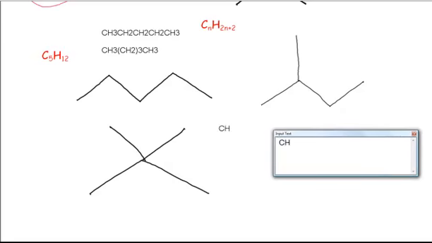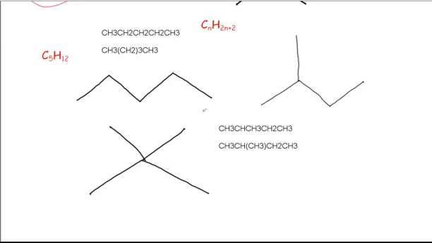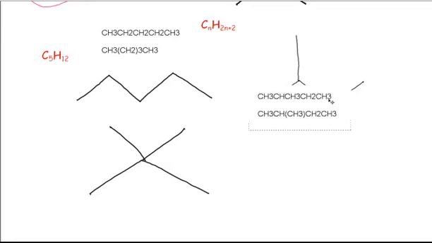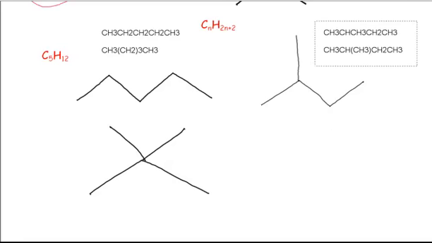Starting from the left, I have CH3, then I have CH. My second carbon's attached to a hydrogen. It's also attached to a methyl group, a CH3 group. And I have CH2 and CH3. Another way that I could do this is CH3, CH, and then I could put my methyl group in parentheses. That makes it a little bit easier to interpret. CH2, CH3. So here's our condensed representation for our second isomer.